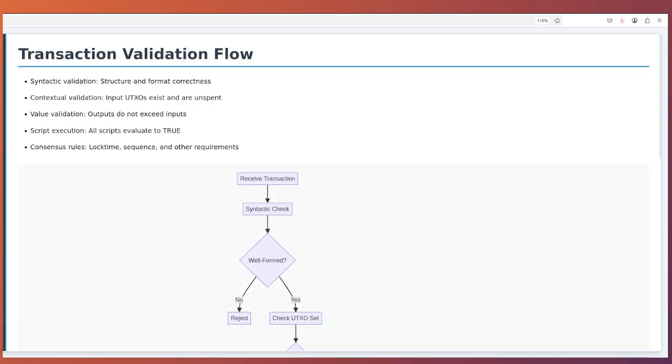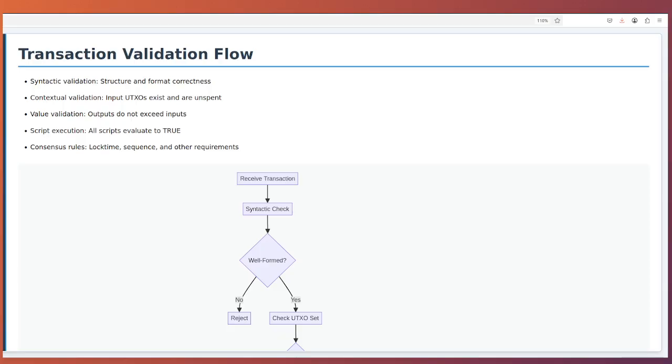Transaction validation flow. When a Bitcoin node receives a transaction, it performs an extensive series of validation checks before accepting it into its mempool or confirming it in a block. Understanding this validation flow is crucial for debugging transaction issues and understanding Bitcoin's security model.